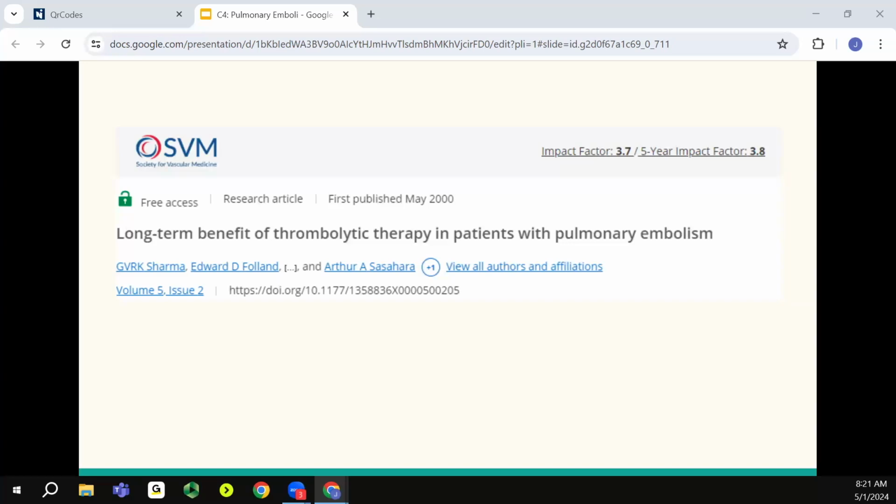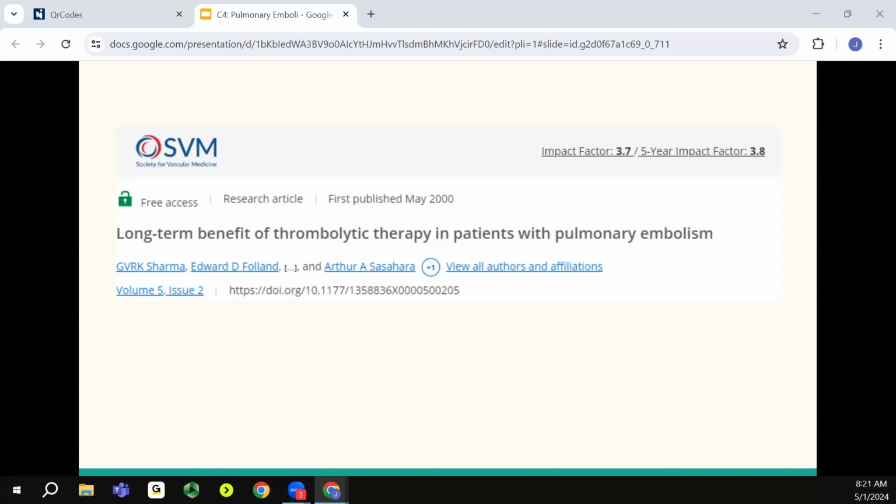What they found is that the folks who got thrombolytics overall had lower pulmonary artery pressures. They had lower pulmonary vascular resistance compared to the heparin group. And then they went as far as doing exercise testing on a supine bicycle and found that the folks who had only received heparin had much higher increases in, again, their pulmonary artery pressure and their pulmonary vascular resistance.